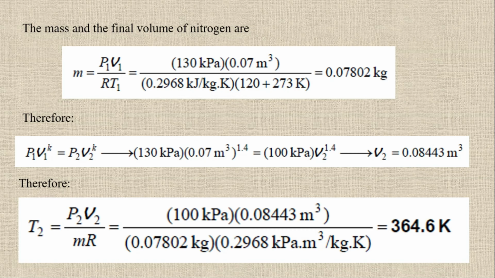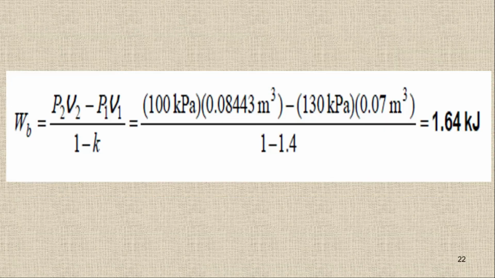Now we have to find the boundary work. If you know all the values, then simply we can use the formula, which is P2 V2 minus P1 V1 upon 1 minus n, and n is equal to k. I'm just putting the values straightforward, and you will get an answer of 1.64 kilojoule. Again, you can see the answer is a positive value, so we have an expansion process.